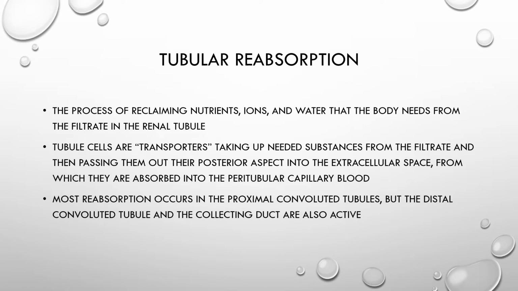Some reabsorption is done passively. For example, water passes by osmosis, but reabsorption of most substances depends on active transport processes, which use membrane carriers, require ATP, and are very selective. There's an abundance of carriers for substances that need to be retained, and few to no carriers for substances that have no use in our body. Needed substances, things like glucose and amino acids, are usually entirely removed from the filtrate, and most reabsorption occurs in the proximal convoluted tubules, but the distal convoluted tubule and then collecting ducts are also active.